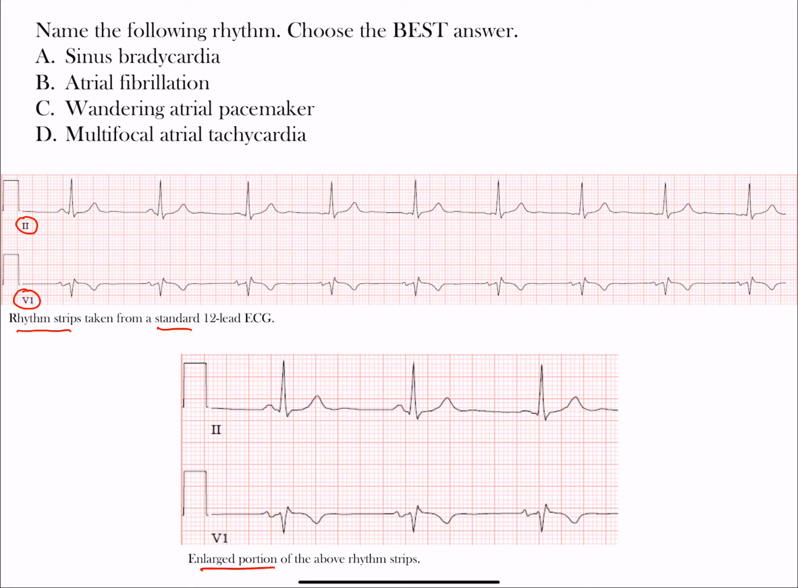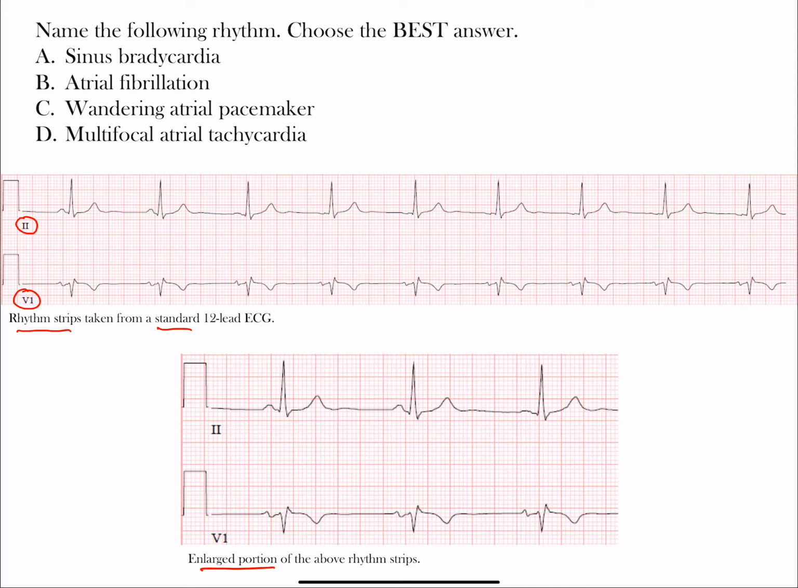Again, we not only want to know what the right answer is by simply moving on, but we want to be able to know why we chose the right answer and why the other ones are not correct. We always want to understand why we see what we see on the ECG. So let's get started.